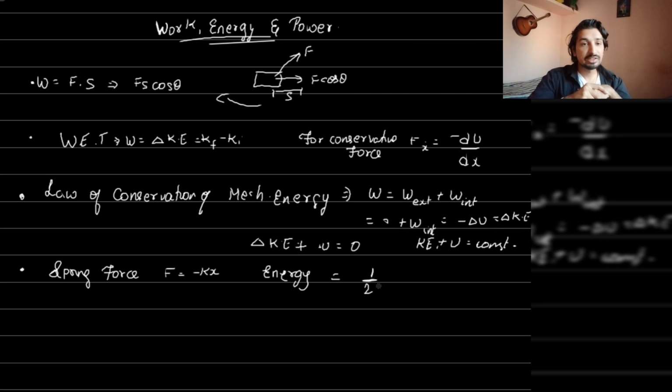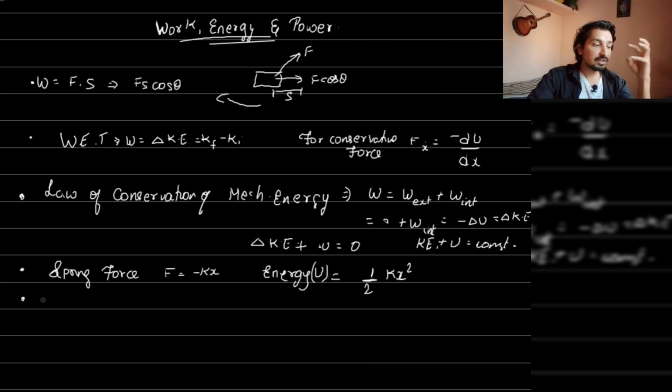And what is energy? Energy is half kx square. In a spring, what is energy? Half kx square. What is the force in a spring? It is kx and minus kx, because the spring exerts a force in the opposite direction to what you are displacing it. And energy is half kx square in a spring.